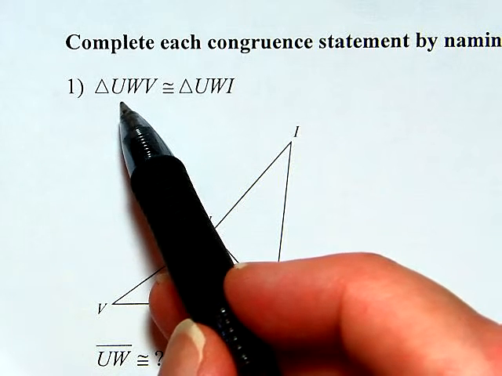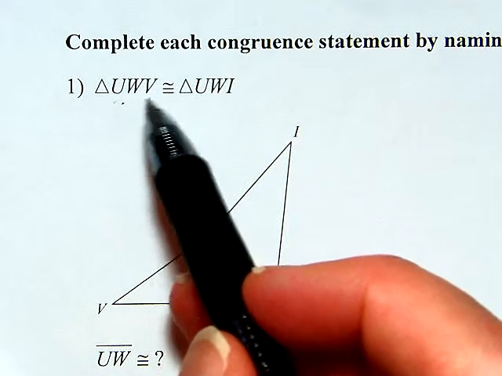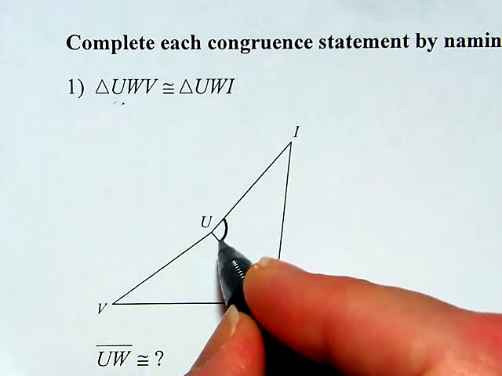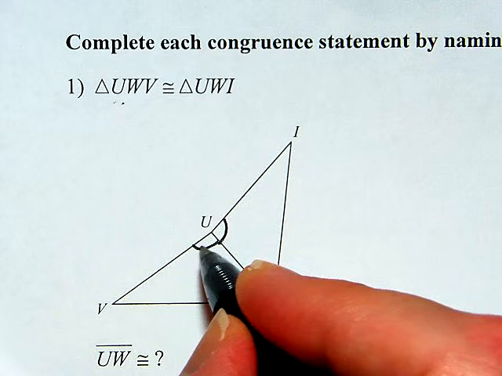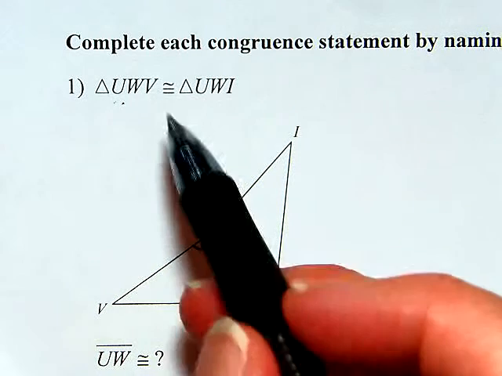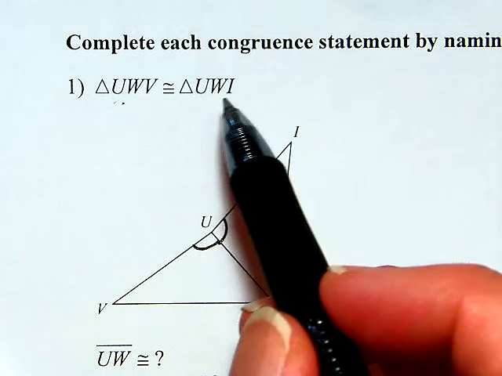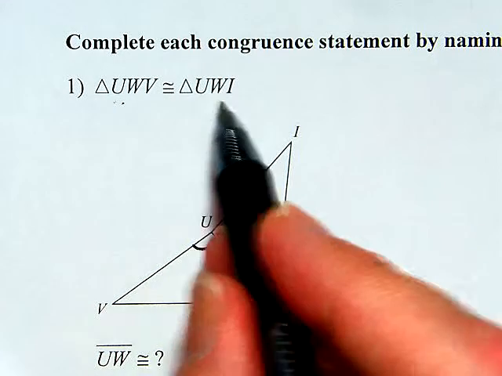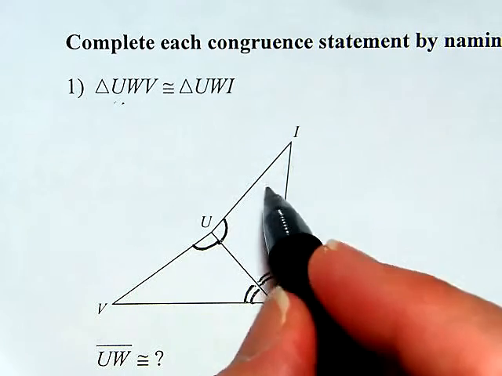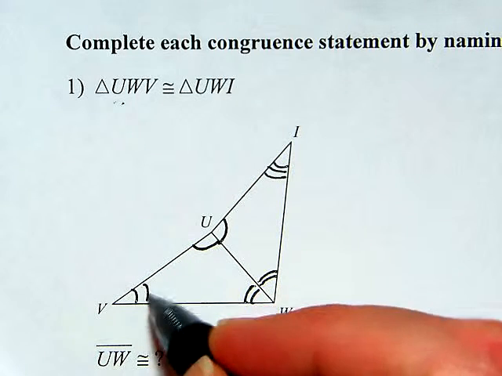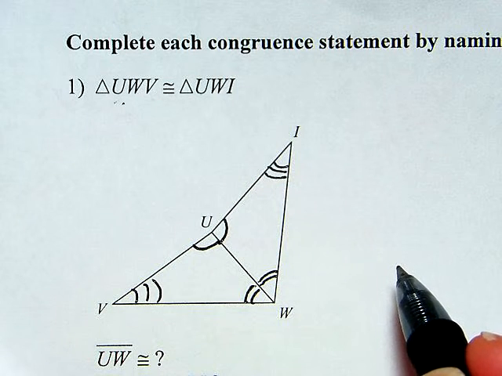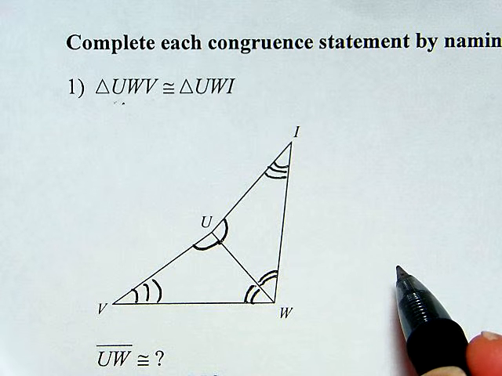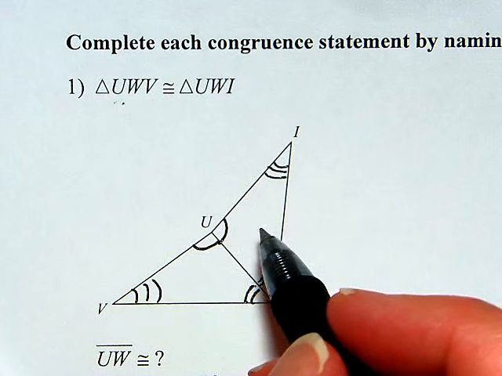Okay, there are several ways to look at this. One is to notice that, of course, the angles correspond to each other. So angle U in the first triangle corresponds to angle U in the second triangle, so we can make them both single lines. Angle W corresponds to angle W, so we know that these two angles correspond. And then finally, V corresponds to I, so we can make those two correspond as well.